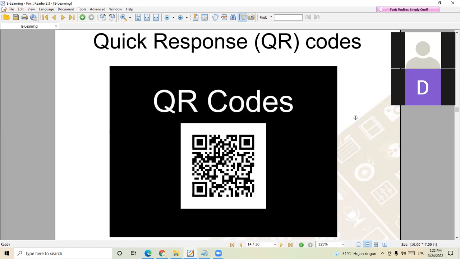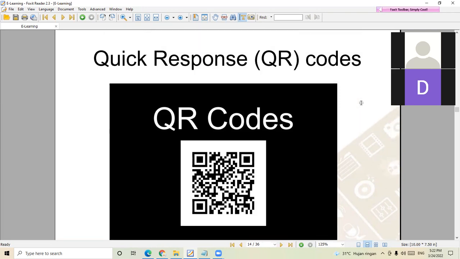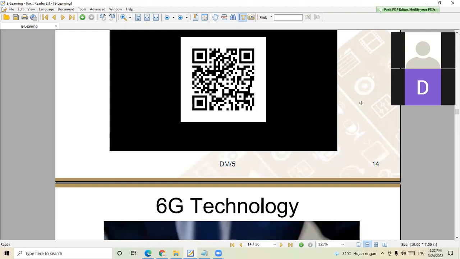Okay. And nowadays, digital marketers are using these QR codes. Even if we use Peduli Lindungi, we have to scan the QR codes, and it has become the standard nowadays for scanning.